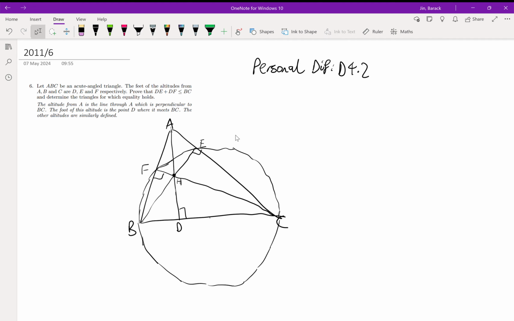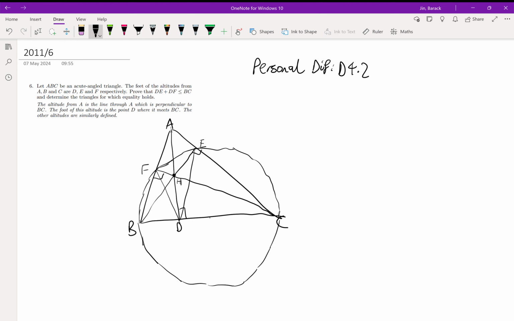So, first we should draw in the lines DE and DF. Now, this configuration is simply the orthocenter configuration, and we'll mark the orthocenter with H. So, this is actually a very nice problem, and it doesn't involve that complicated steps, but it's quite hard to figure out. And the reason it's hard to figure out is because there's so many things one could try.